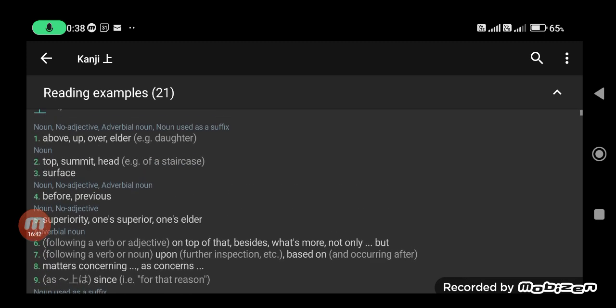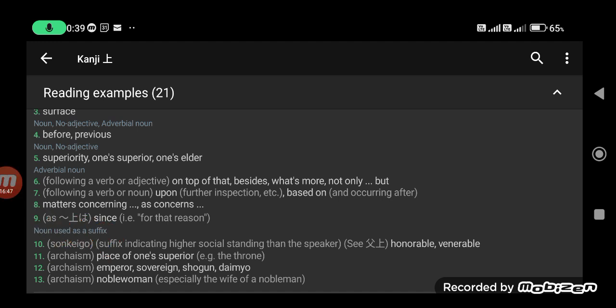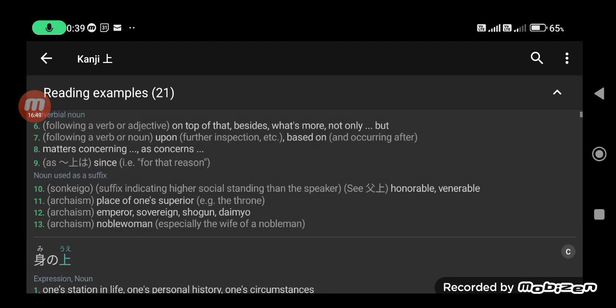Uewa, just like this. Uewa, since, for that reason. Okay, so sometimes when you see this archaism, it means it is used during the days of warring states in Japan, say in the 18th century, 17th century. A very old type of Japanese speaking, usually used by samurais, feudal lords, and shinobi or ninja.